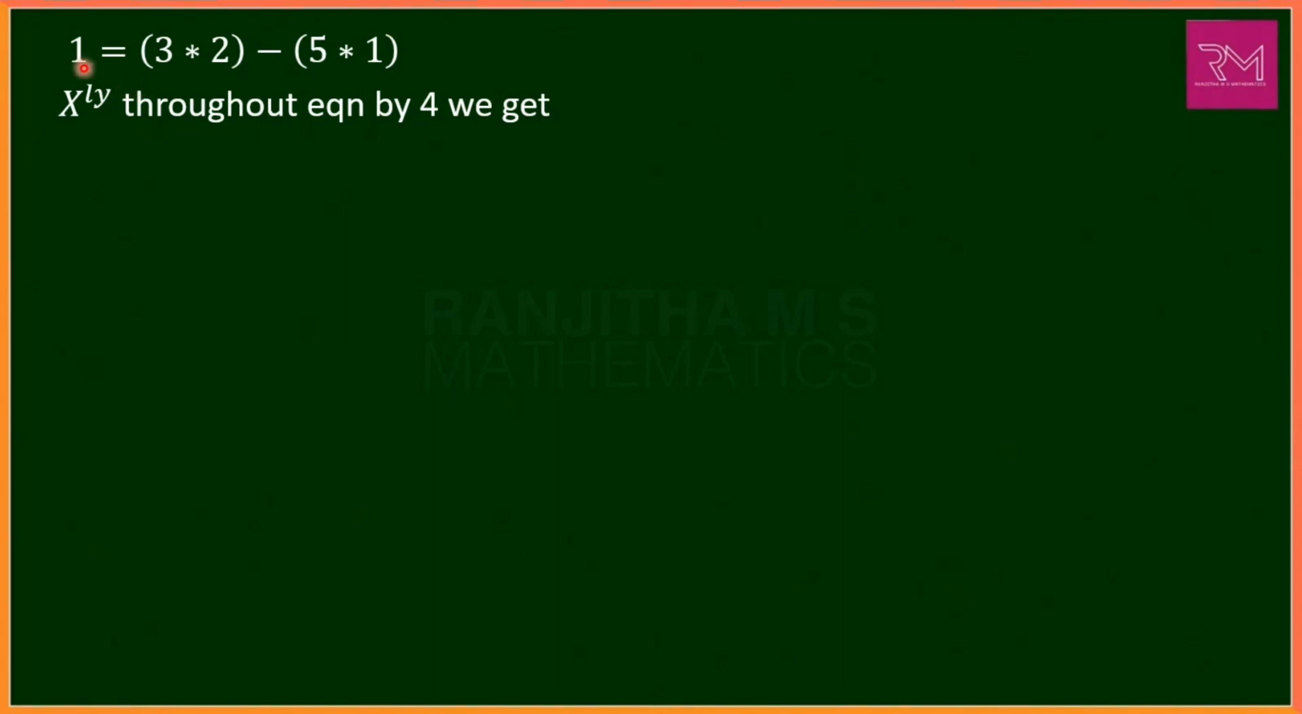Because we want to obtain an equation of the form 5x plus 3y equals 4, that is a linear Diophantine equation. Here in the place of c we have 1, but the c value is 4. So to achieve that c value, we have to multiply throughout the equation by 4. We get the equation as 4 equals, on the right hand side, an equation of the form 5x plus 3y equals 4.